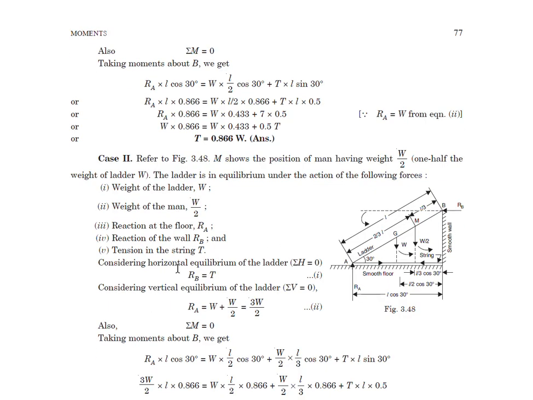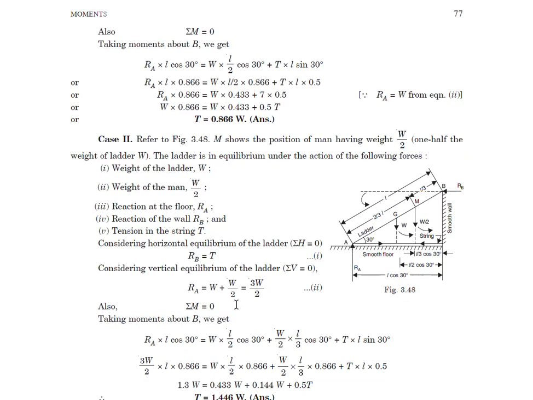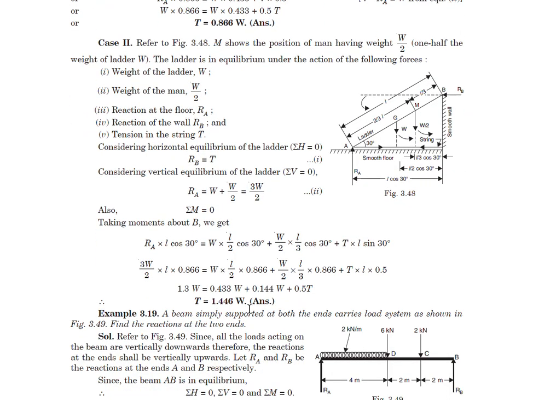Now, considering horizontal forces, it remains the same, RB is equal to T. Vertically, W by 2 weight gets added, and again we will have to take the moment, and the tension of the string you will find using the same methodology, except that you will have to count the weight of the man also. It is a bit more, 1.446 W. So this is all about the solved problems of this chapter. Thank you.